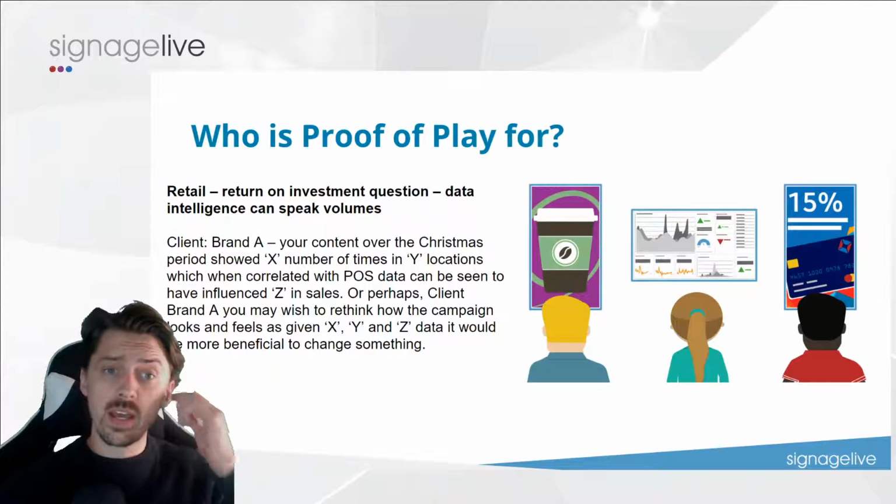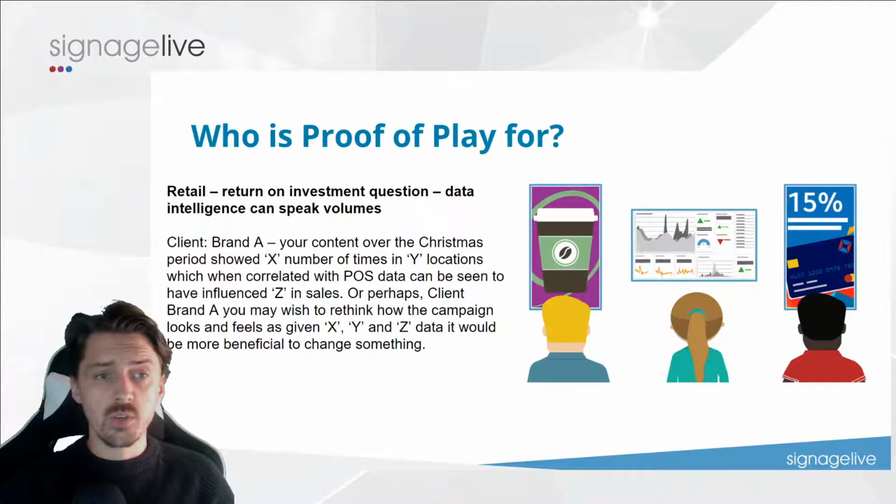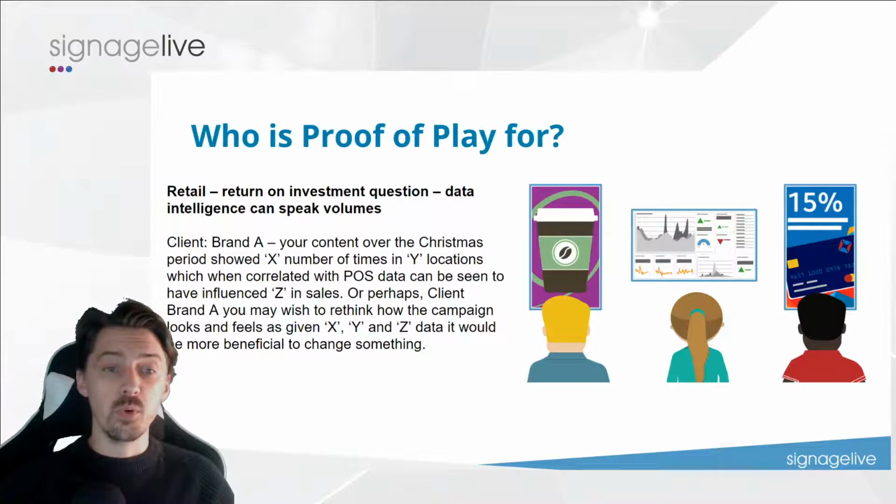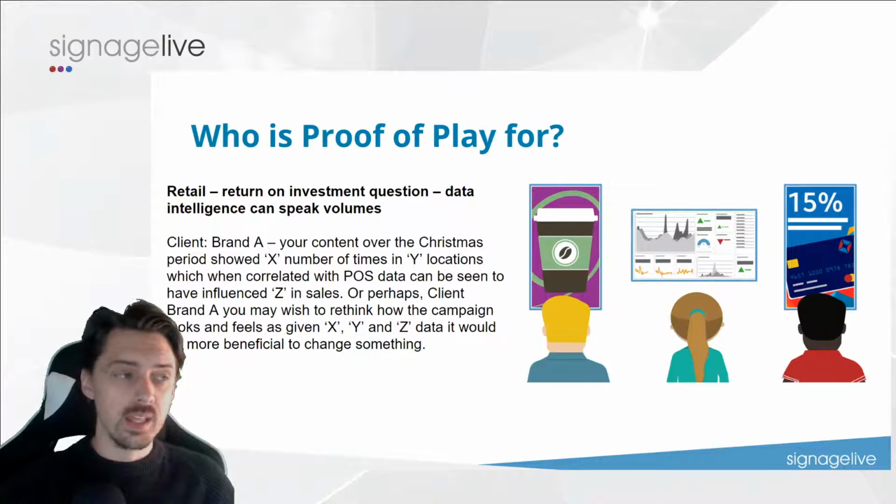So client brand A, your content is over a Christmas period showing X number of times in Y locations, which will correlate with POS data that can be seen to have influences in Z sales. Or perhaps a client brand A may wish to rethink how a campaign looks and feels, as given X and Y and Z data would be more beneficial to change something. Let's break that down a little bit more specifically.